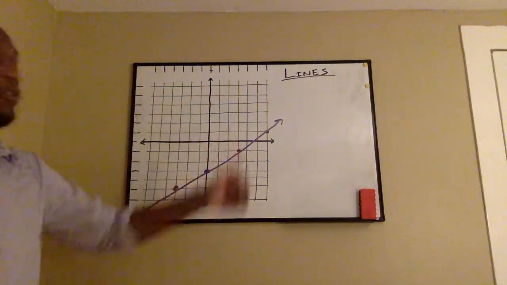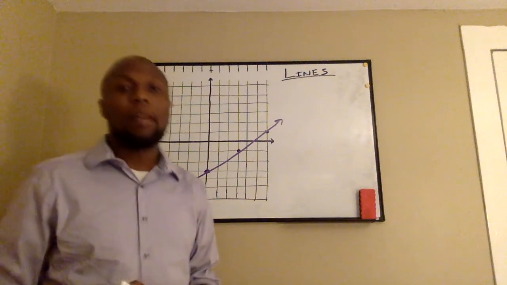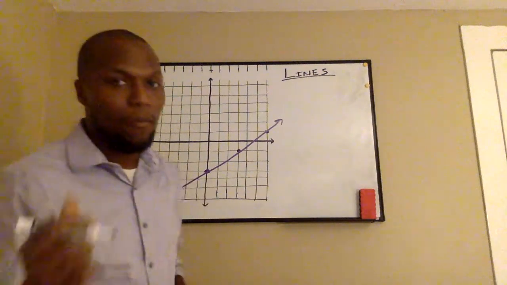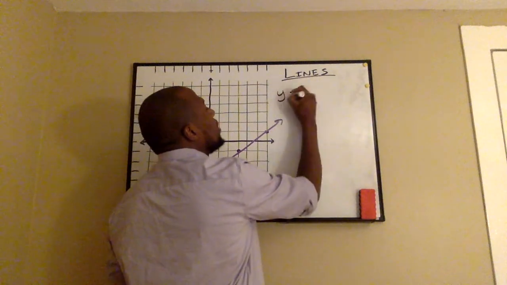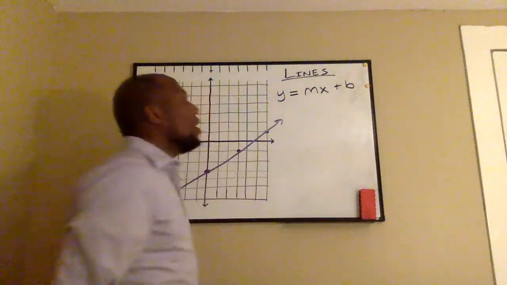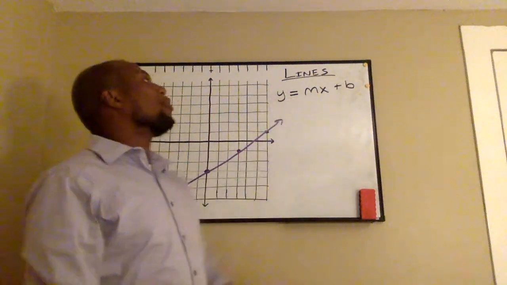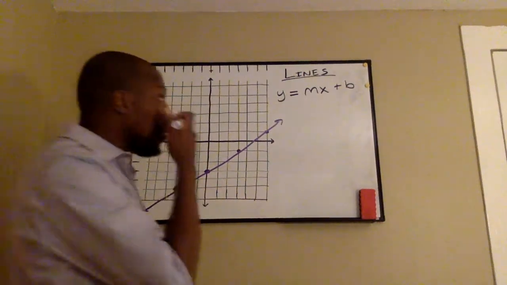We've got one graphed here. Specifically, we are going to be talking about slope-intercept form. Let's draw the generic version of that: y is equal to mx plus b. That x and y are referring to the values of the function, the x-coordinate and the y-coordinate.